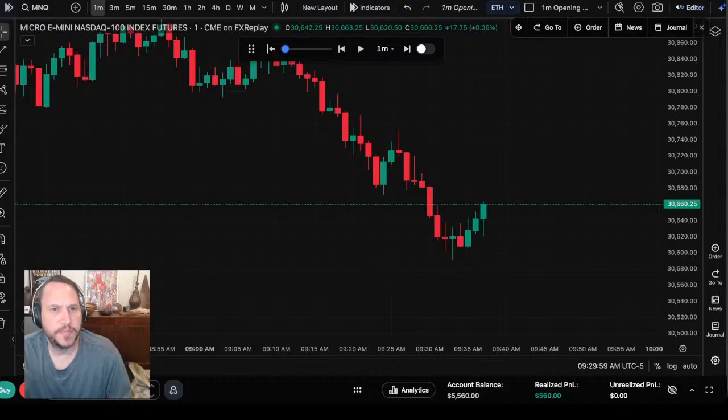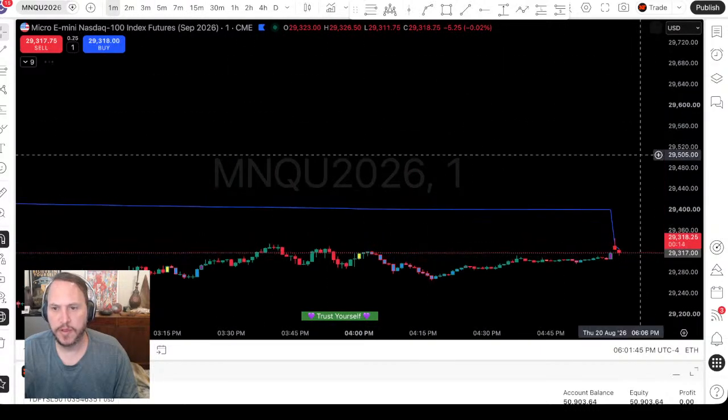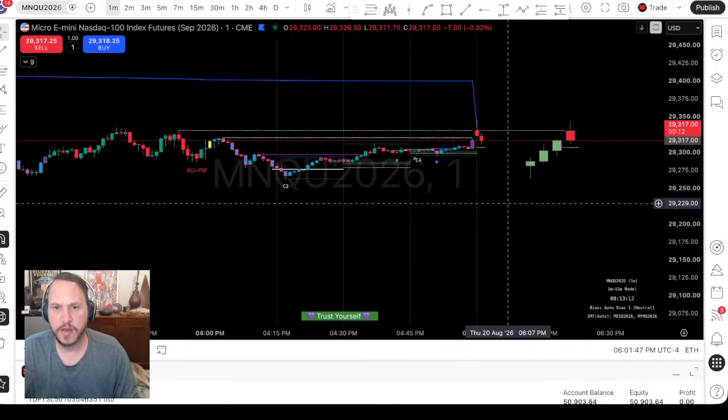Do we gap up? I'll switch over there real quick. We can look at both. There, we gapped up a little bit. Not a big gap.